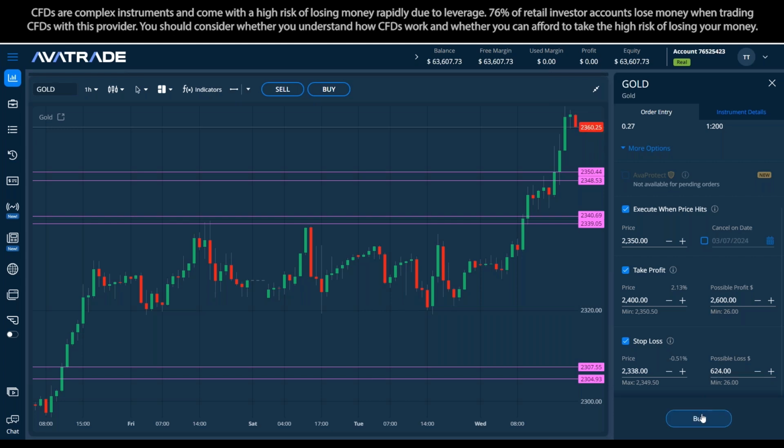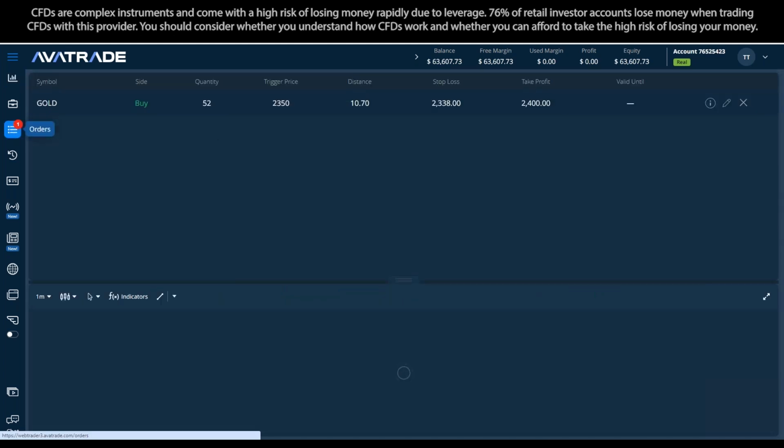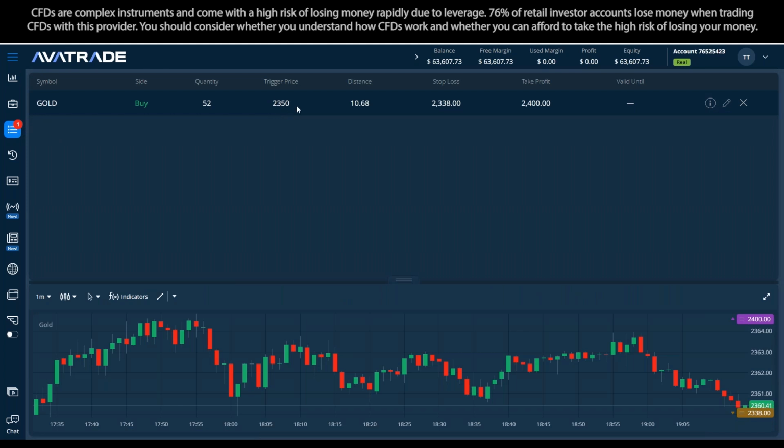So I can go ahead and click buy on that, and I'm not actually buying yet. It's a pending order. So if I ever want to look at my pending orders, they're here under orders, and it's got my trigger price listed, 23.50. If this drops to 23.50, it will buy.